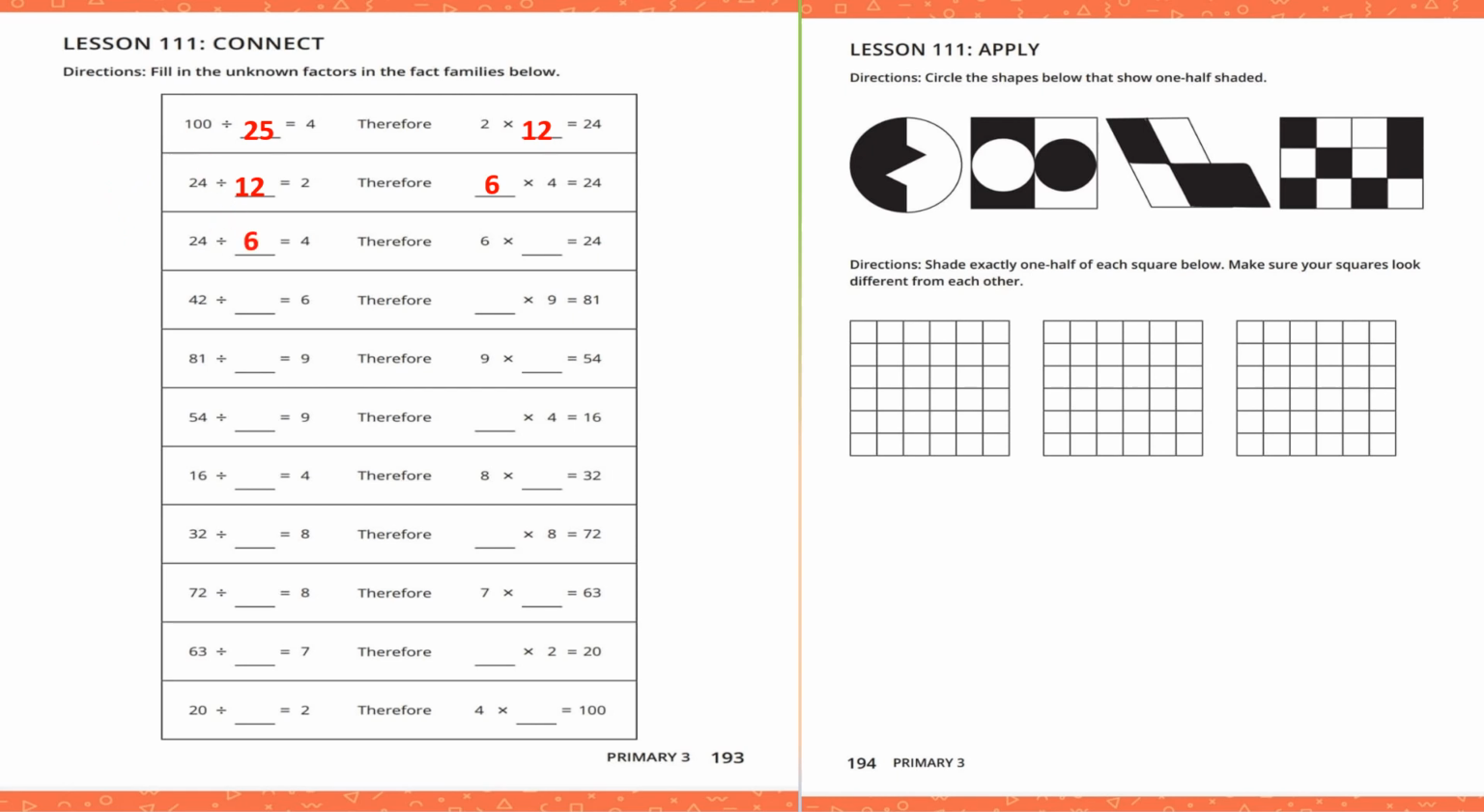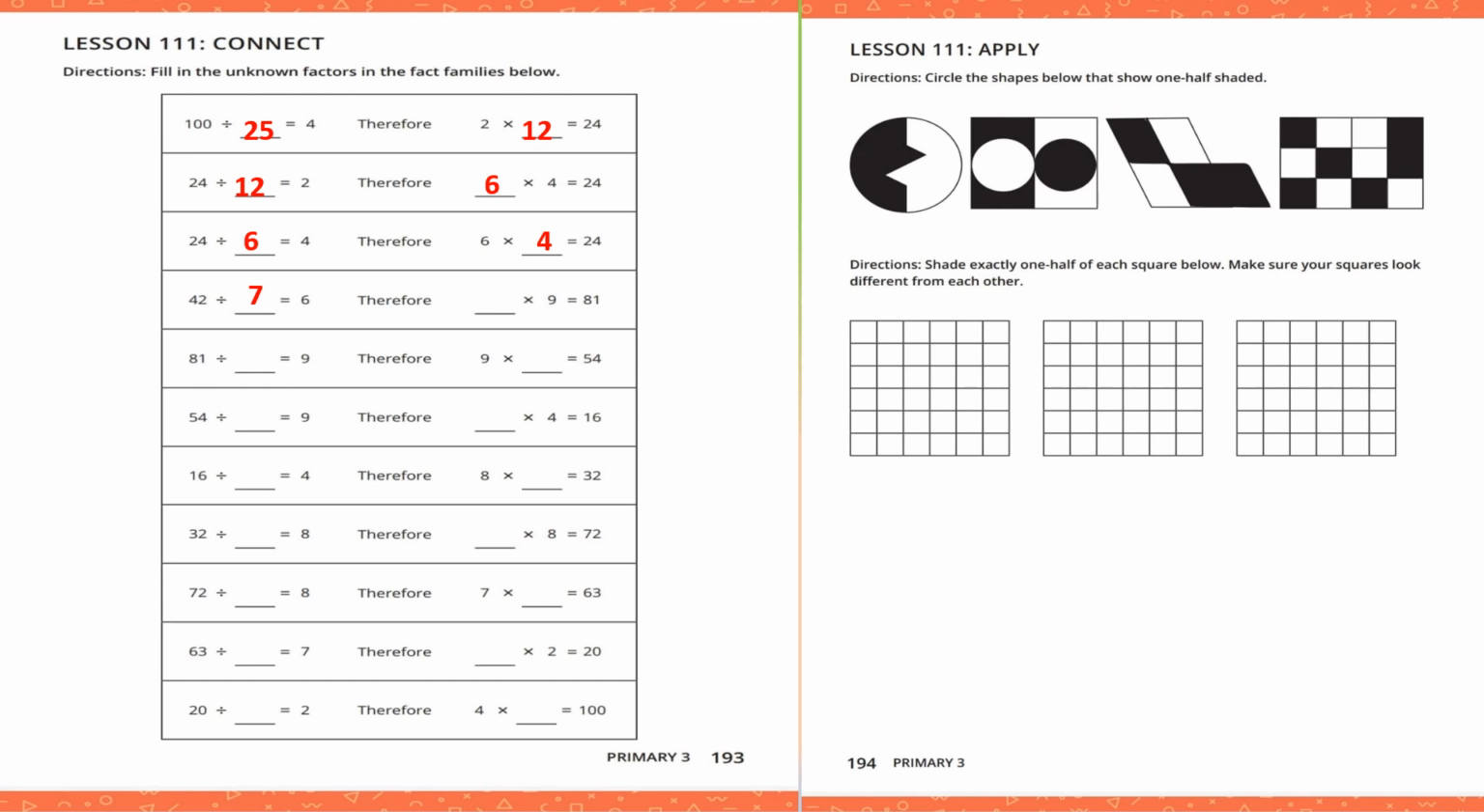Super. Next. Therefore, 6 times what equal 24? Who can tell me quickly? 6 times 4 equal 24. Yes. 42 divided by what equal 6? I get it from timetable 6. 6 times what equal 42? 6 times 7 equal 42. So the answer will be 7. 42 divided by 7 equal 6.